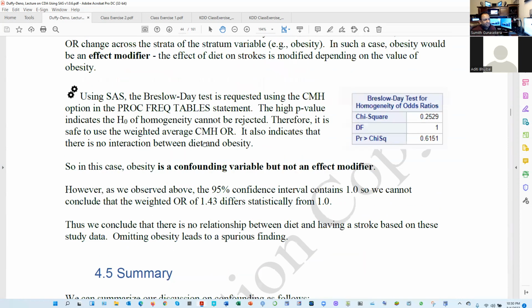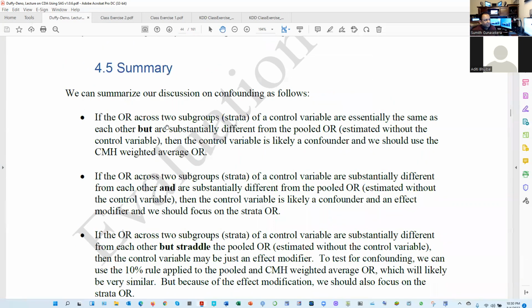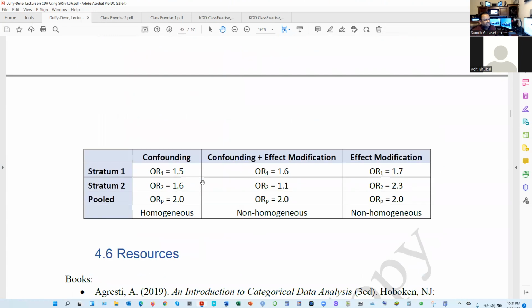In this example, OR1 for male and female like that, okay? And the pooled one. If the ORs across two subgroups are essentially the same as each other but substantially different from the pooled OR, then the control variable is likely to be a confounder and we should use the CMH weighted average OR. This is because of the confounding.